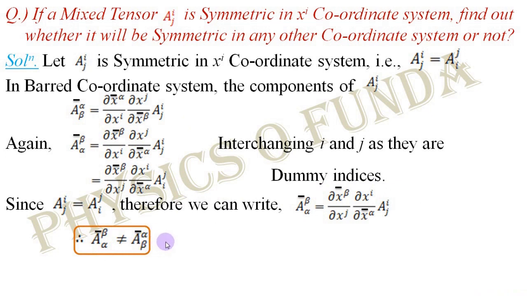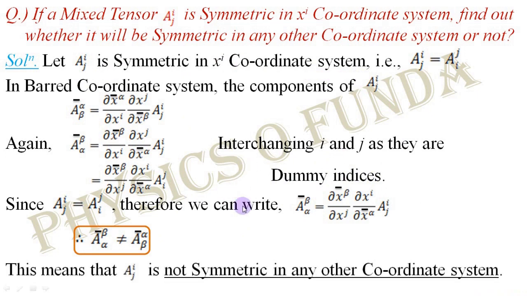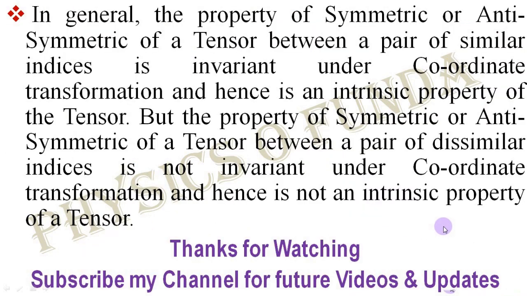What does this resemble? This resembles that A bar alpha beta is not a symmetric mixed tensor in barred coordinate system, though Aij is symmetric in unbarred coordinate system. That means we can conclude that a mixed tensor Aij of rank 2, if symmetric in one coordinate system, then it does not mean it is symmetric in any other coordinate system. This is the conclusion.